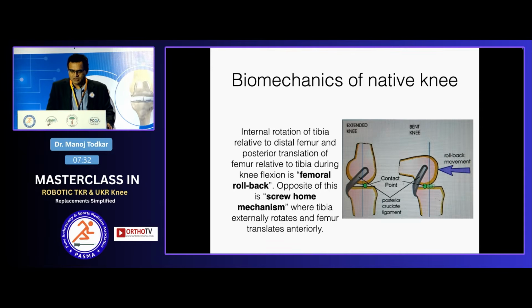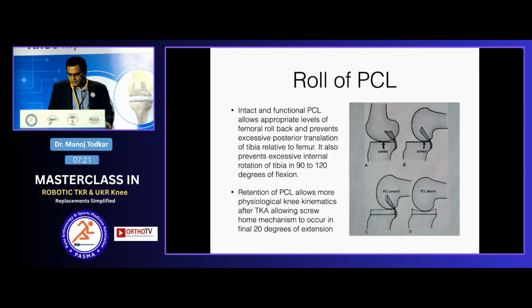Now, biomechanics of the knee, the femoral rollback and screw home mechanism, I won't be repeating because it has already been talked about in detail by Abhishek. We all know about the role of PCL and ACL in both flexion and extension of the knee joint.